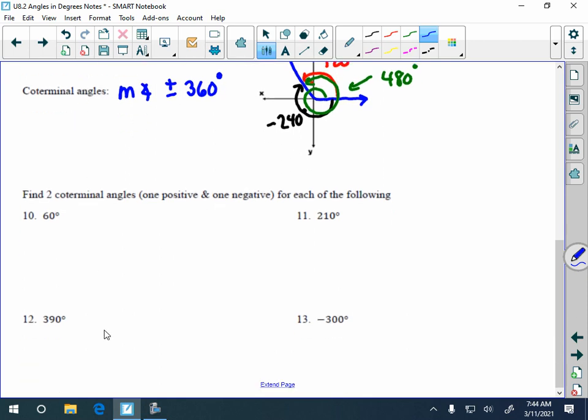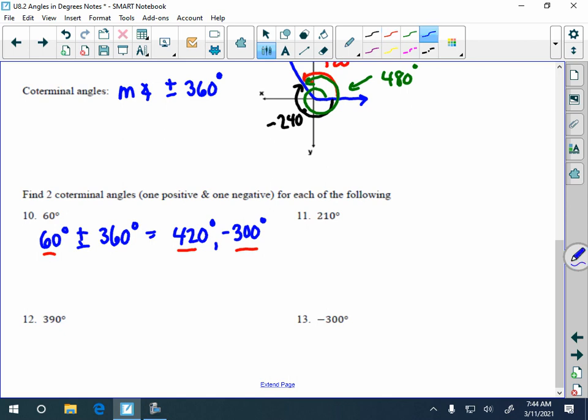All right, so let's go ahead and do these 4 questions. It says find 2 coterminal angles. We want one positive, one negative for each of the following. So given a 60-degree angle, we start with the angle they give us. We're going to add and we're going to subtract 360 degrees. So if we add 360, we're going to get a positive 420. And if we subtract 360, we're going to get negative 300 degrees. So we say that 60, 420, and negative 300 are all coterminal angles to each other. They all start and end at the same spot.